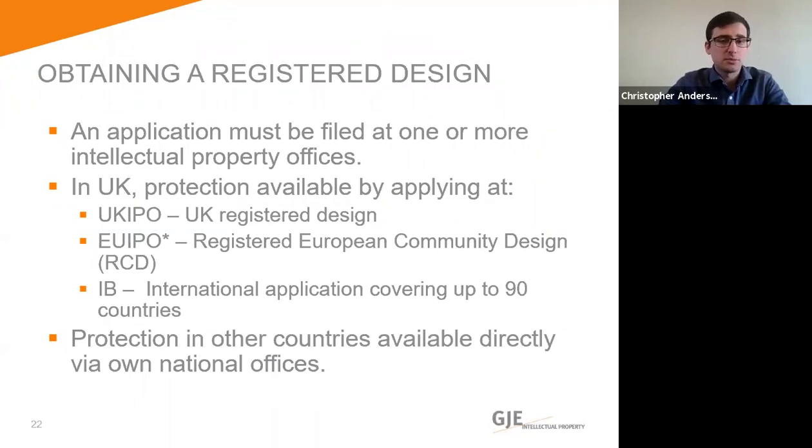So the first option is that you can apply at the UK Intellectual Property Office, and this will give you a UK registered design. For the time being, you can also apply at the EU IPO to obtain a registered European Community Design, an RCD. So this is a registered design that protects the whole of the UK and EU. The final option is that you can apply at the International Bureau for an international application, which can cover up to 90 countries around the world. And you can also protect in other countries by filing directly at their own national offices.